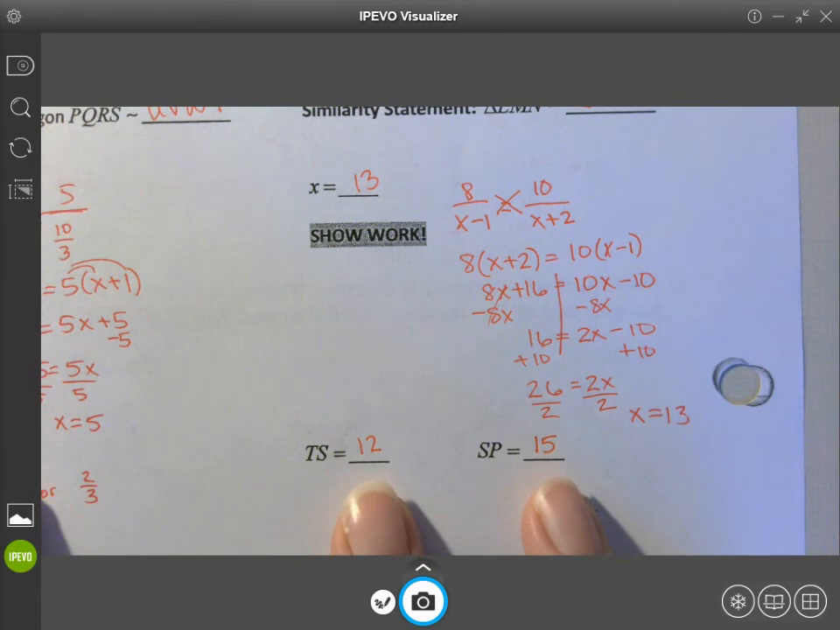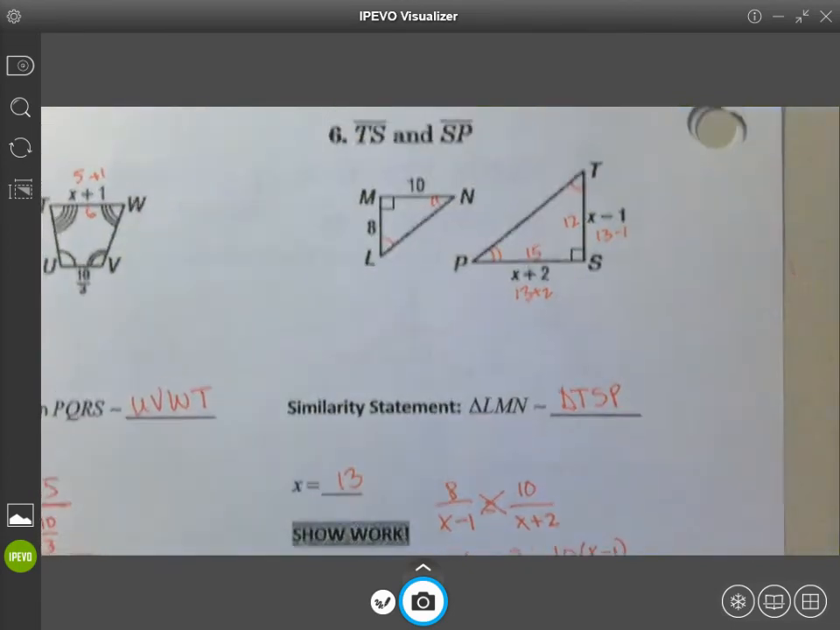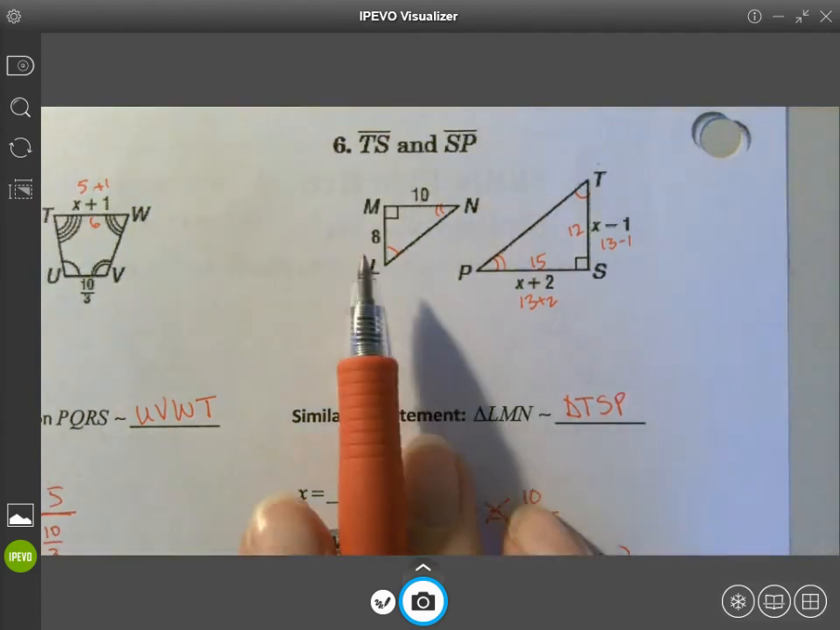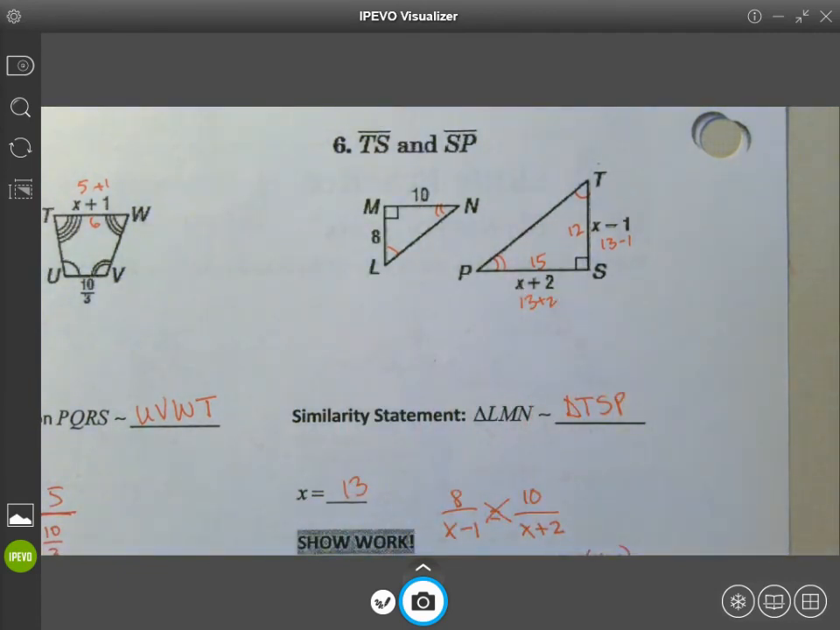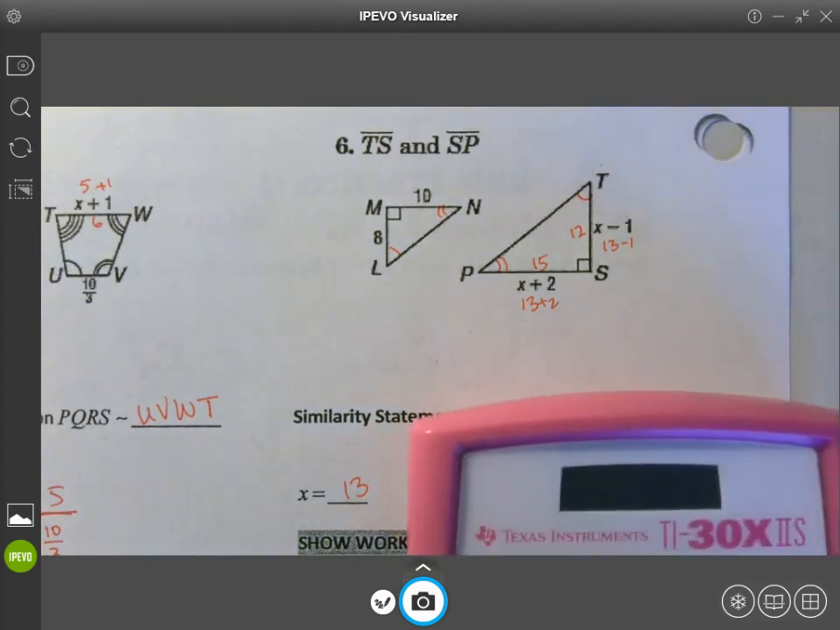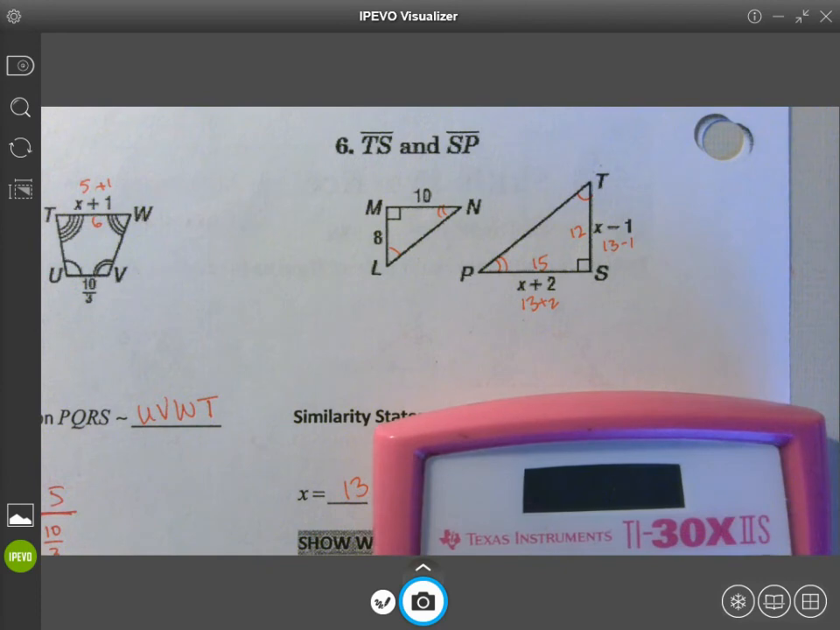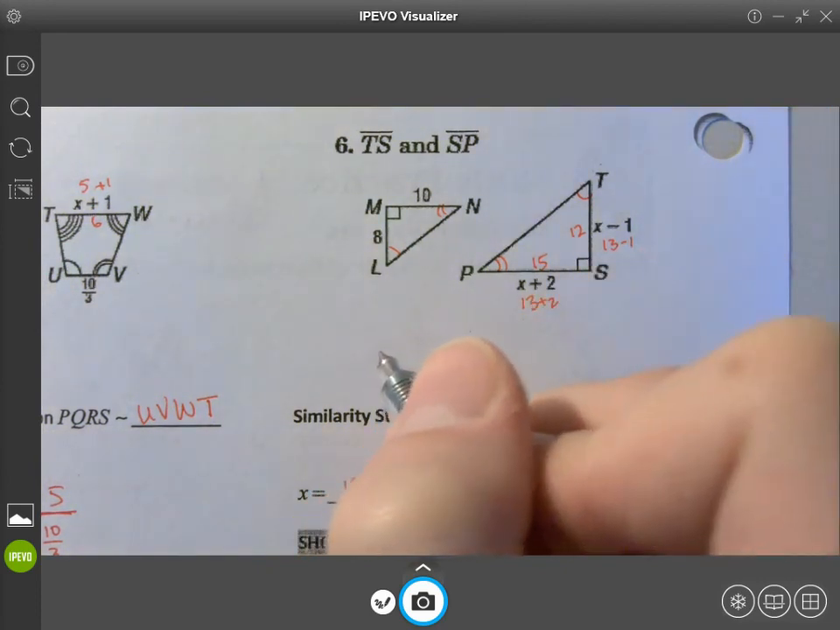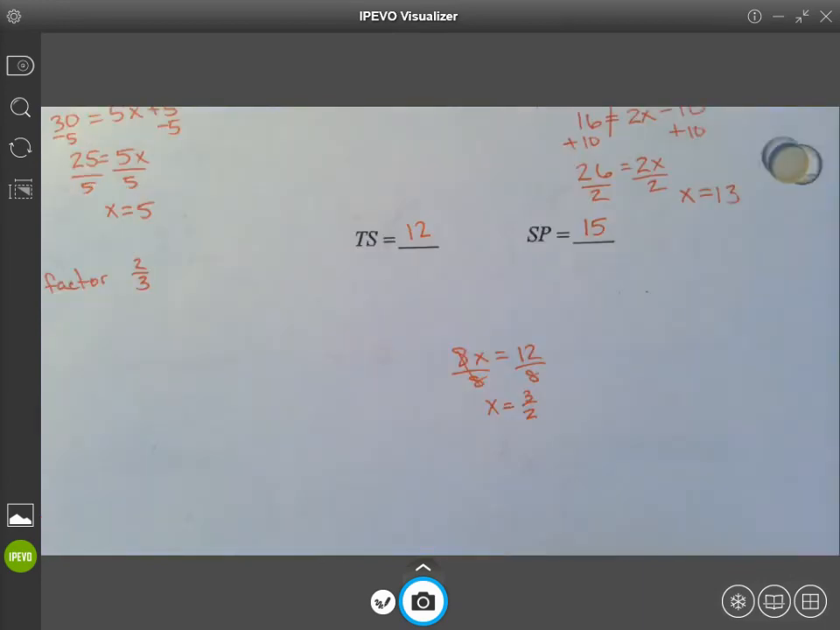And then if you want the scale factor, how do I go from 8 to 12? Well, I'm getting bigger, so I'd like to say it's 4/3. Is that true? 4 over 3. No, it is not 4/3. I have to think about this for a minute. So 8 to 12, let's think about that.